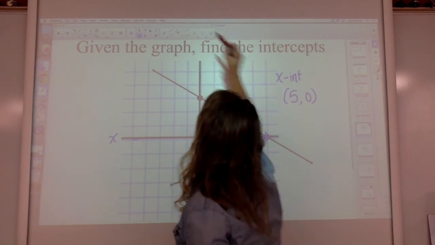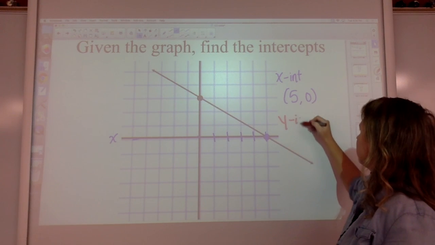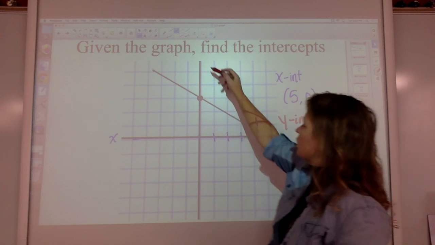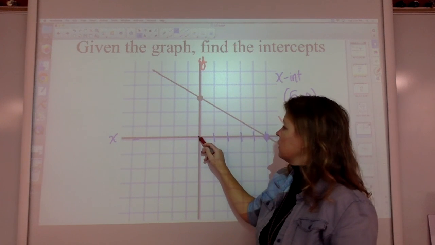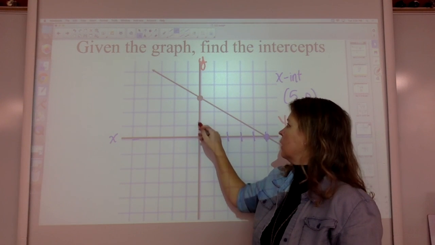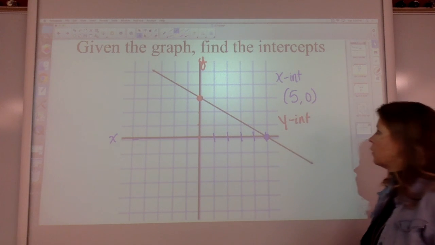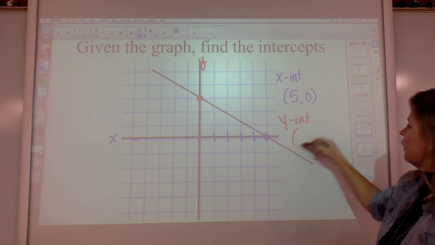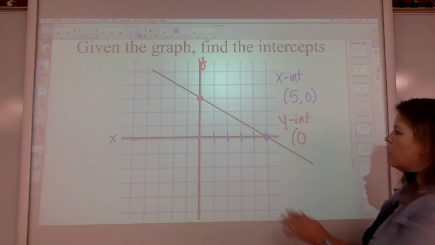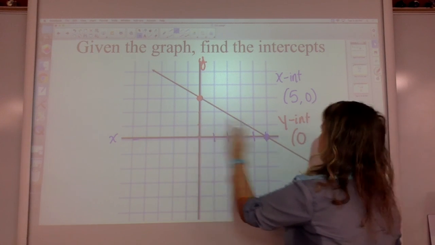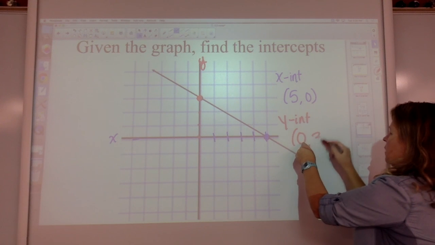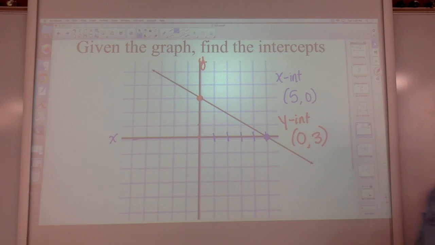Y-intercept, go find the y-intercept. Here's your y-axis, start at the origin, count up, 1, 2, 3. Your y-intercept went up 3. Be careful on your notation. It did not move over. Didn't move left, didn't move right. 0 on the x, positive 3 on the y-intercept.